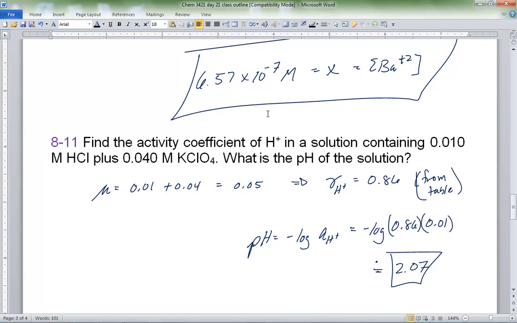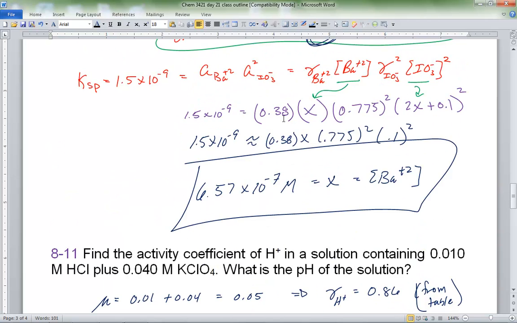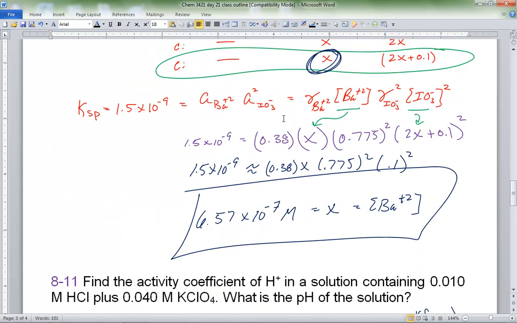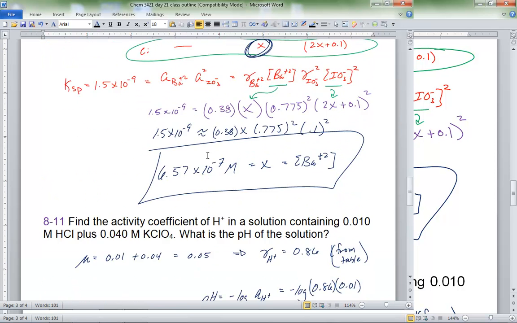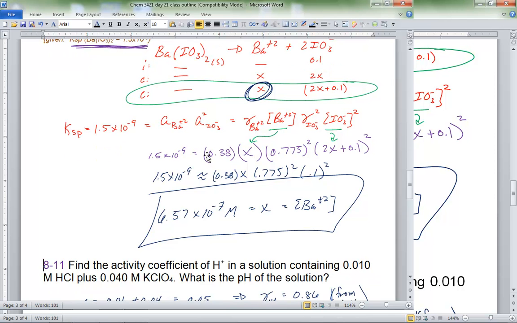Okay, now when you're working this out, the very first part, I think there might have been a homework question like this one. You want to use activity. So you know pH is negative log of the activity of H. So you've got two issues to deal with. One is you've got to find the concentration of H. But that's not so bad. That's just going to be the 0.01, right? Because it's HCl.